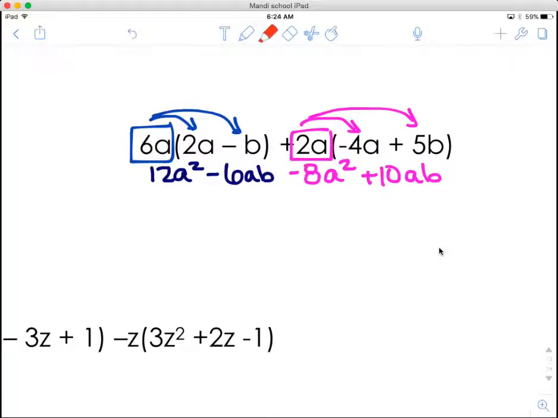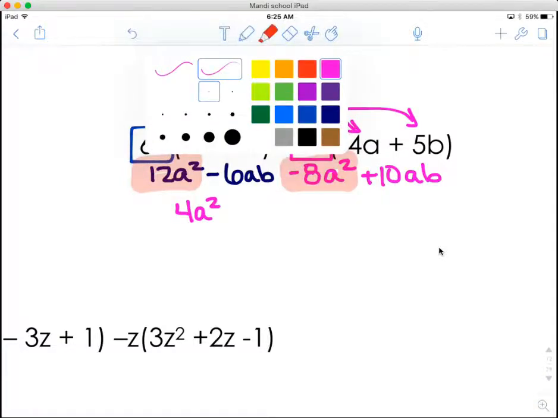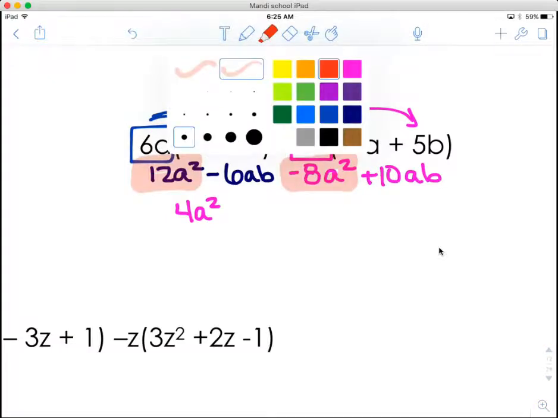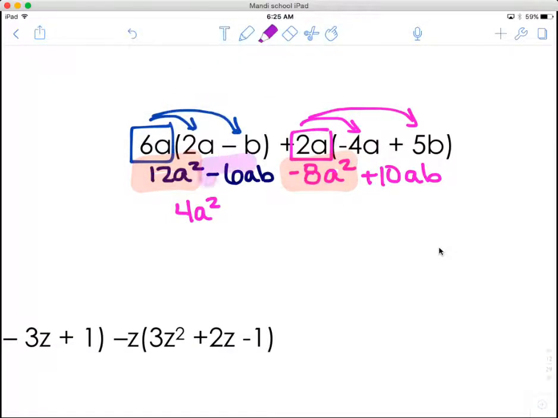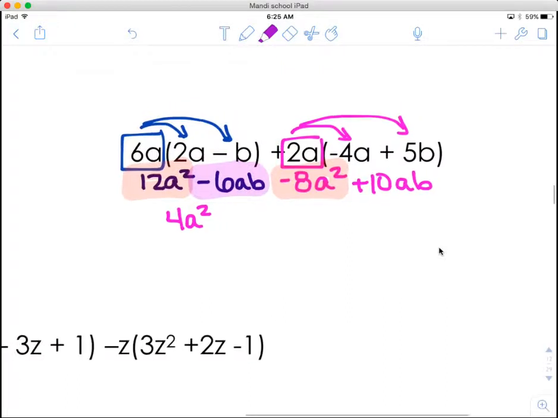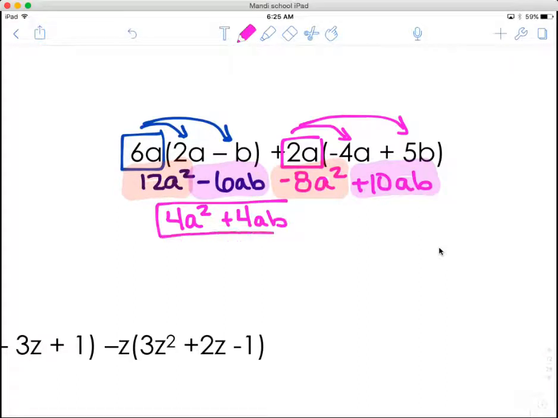Now we have to start looking at like terms. We have a 12a squared minus an 8a squared. So that's going to be 4a squared. Then we have a negative 6ab plus 10ab. That's going to be a positive 4ab. So we had to distribute, and we had to add our like terms.